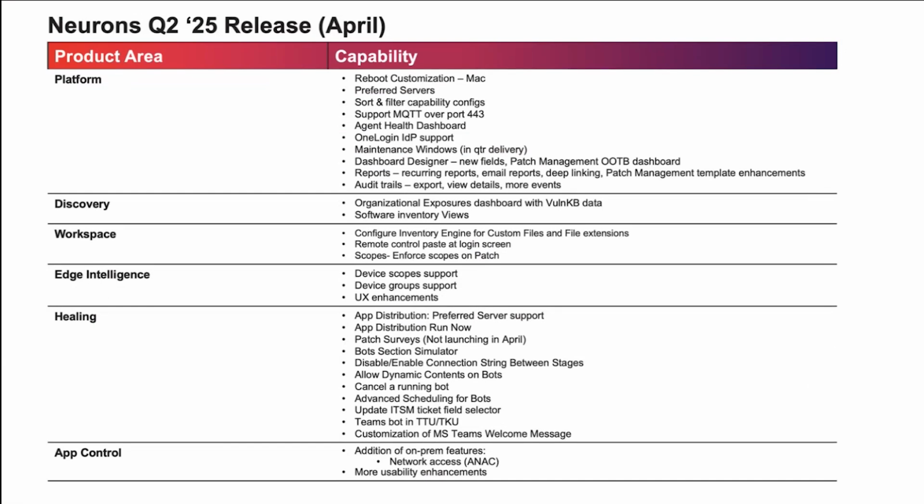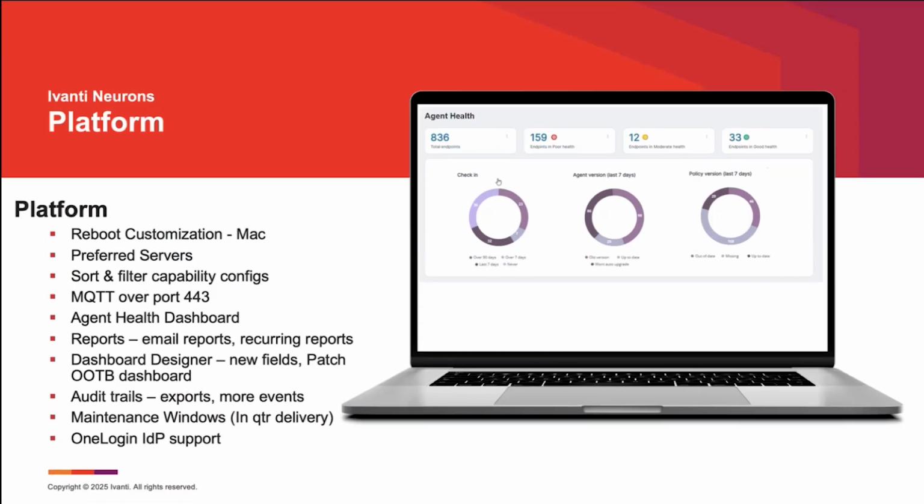So again, we'll double click into these items as we get further in. So here's the 10-mile high view. But let's go and jump straight in. So first of all, from a platform perspective, we're going to be covering a number of items within here. We're going to demo a couple of capabilities.